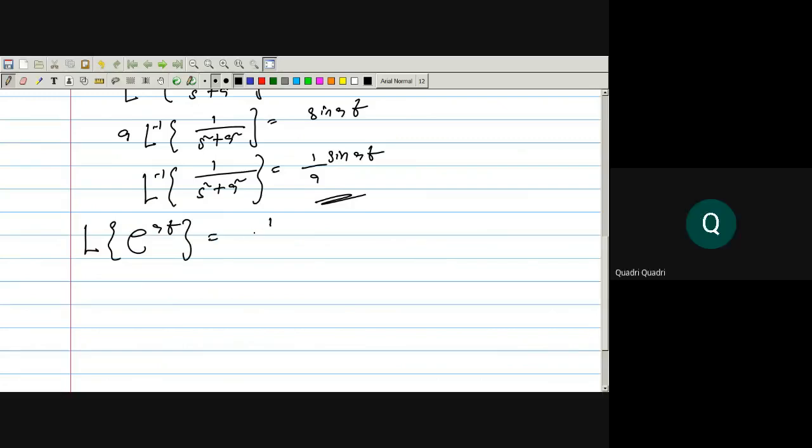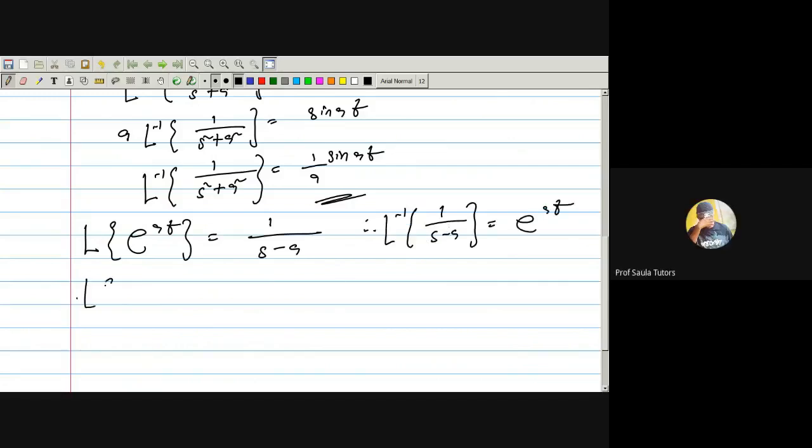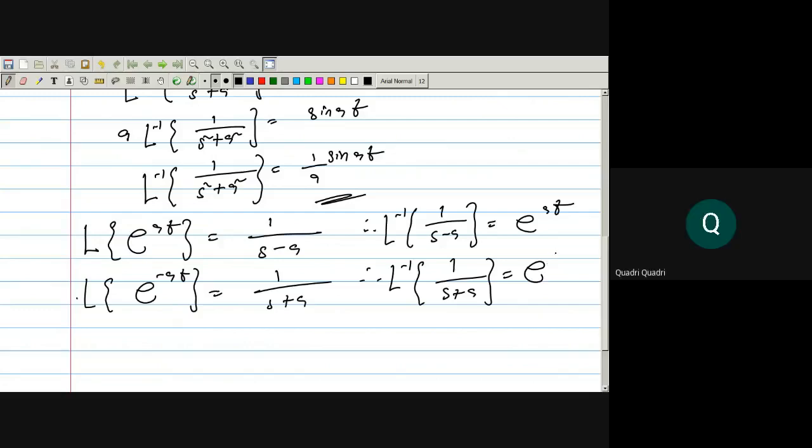Laplace of e raised to power at. 1 over what? 1 over s minus a. It means that the inverse Laplace transform of 1 over s minus a, what will it be? Exponential what? e raised to power at. Also, the Laplace transform of e raised to power minus at is equal to 1 over s plus a. It means that the inverse Laplace transform of 1 over s plus a will be equal to e raised to power minus at. Exactly. Nice one that you've known all this.